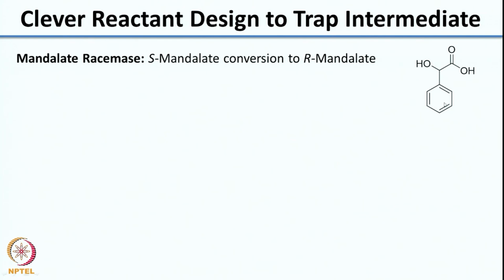So, this is the structure of mandelic acid and the chiral center is here. What the enzyme does is it converts one enantiomer to the other enantiomer, and what is proposed is that it goes via a carbanion intermediate. Now, as we have seen, this is not very stable for you to isolate. So, how do you actually know that the enzyme goes via a carbanion intermediate? One clever design was using a slightly modified reactant.